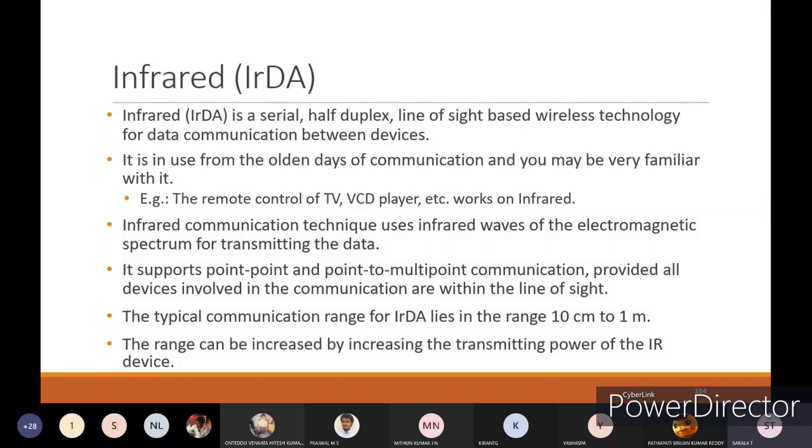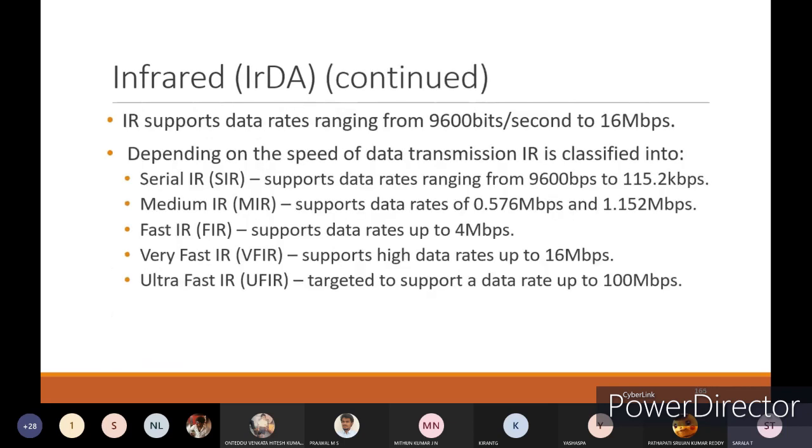The typical communication range for infrared lies between 10 centimeters and 1 meter, with the maximum being 1 meter. If we go farther, the communication will be very slow, and data loss can also happen. The range can be increased by increasing the transmitting power. If the transmitting power is high, the range can be increased; if it is low, the range is reduced, and you have to communicate the data within that range only.